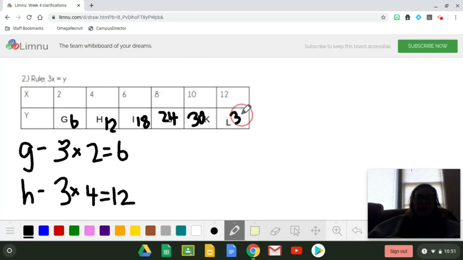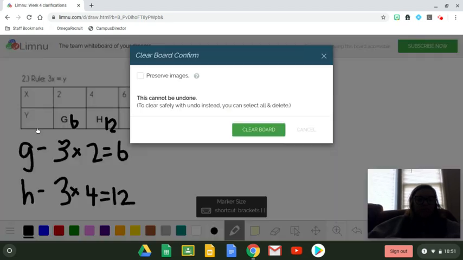So if you notice, there's a pattern here. These are all going up by 6. Because all these are going up by 2 and you're multiplying by 3, there you get your 6. So that's how you would do that one. Similarly to the other one, you look at this rule and you see, okay, here's my X value and I'm looking for my Y value. I'm going to use my X value to get me my Y value based on this rule. Okay, one more.